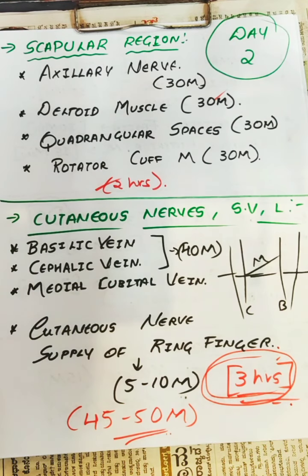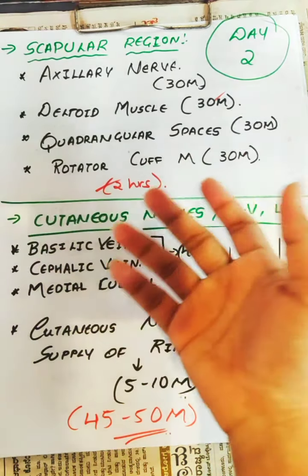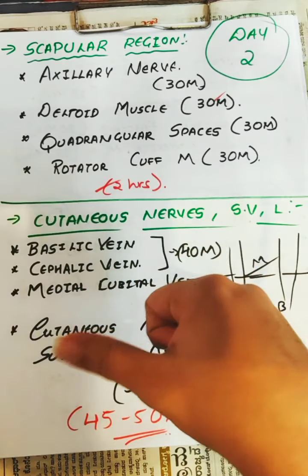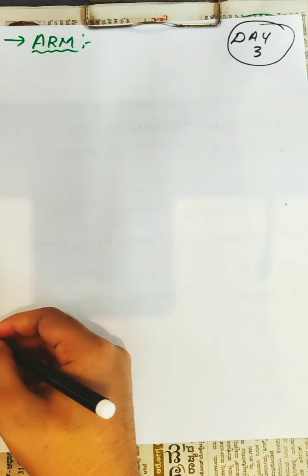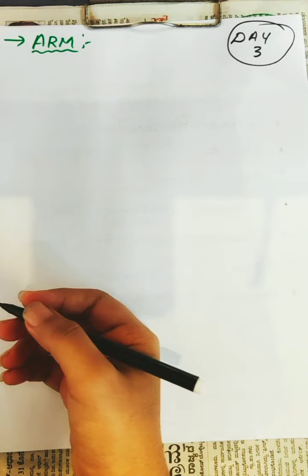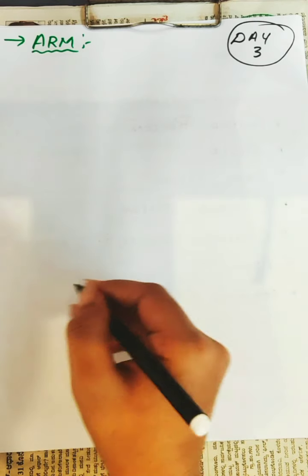Now we'll see what we have to do on day 3, the last day. We have to study mainly the arm as well as the forearm region. So here is the arm. This is day 3. What you have to study on day 3 is arm as well as forearm.